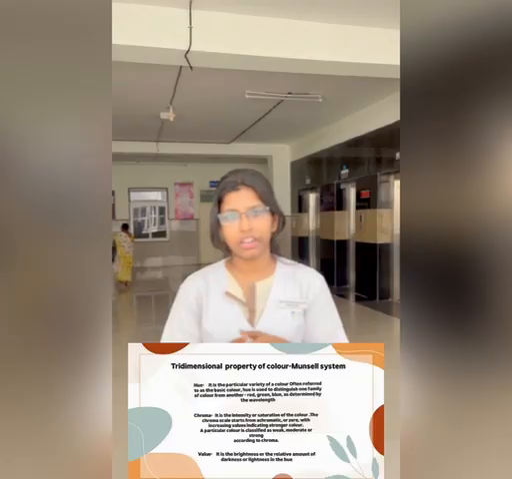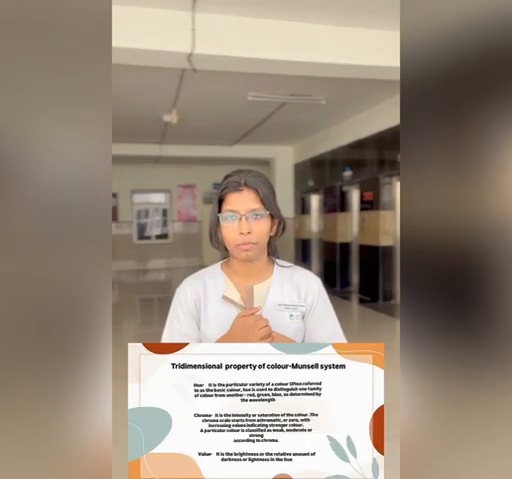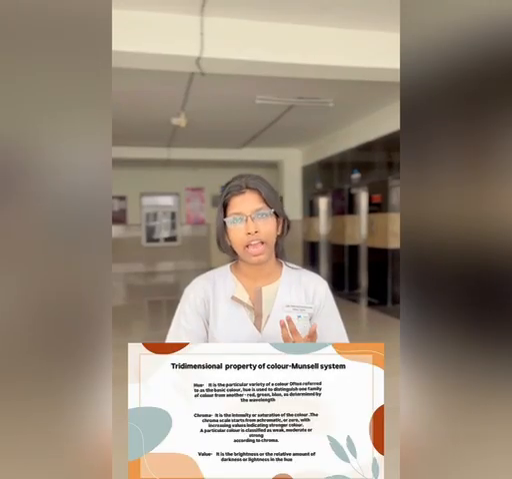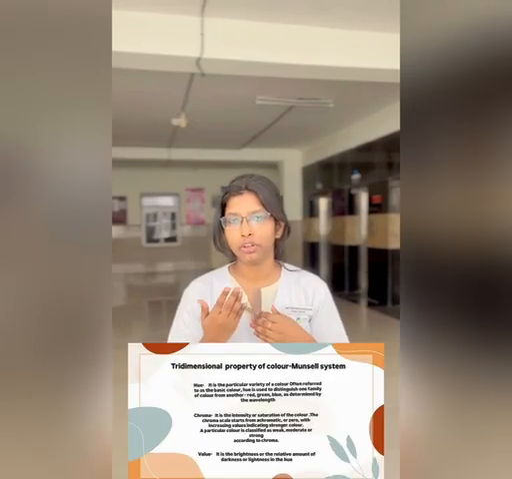In 1900, Albert Henry Munsell described the tridimensional property of color, which is very basic for shade selection, and includes hue, value and chroma. First we'll see about hue. Hue is the basic color which is used to distinguish one family of color from another, for example red, green, blue, as determined by the wavelength.